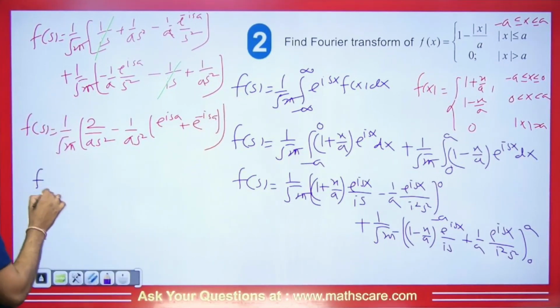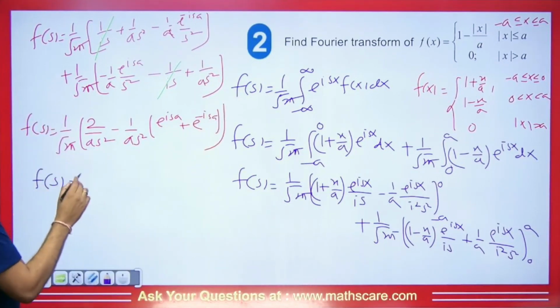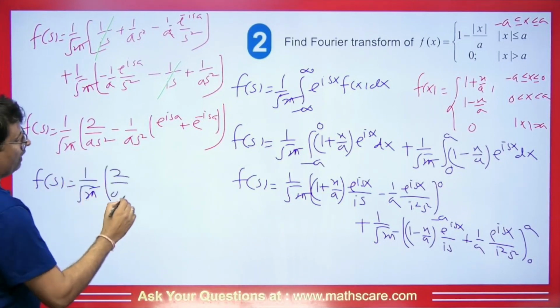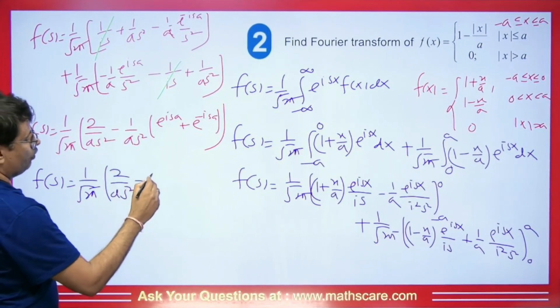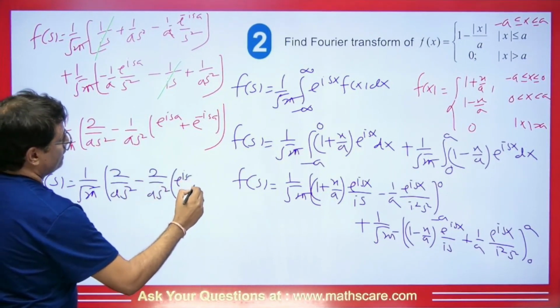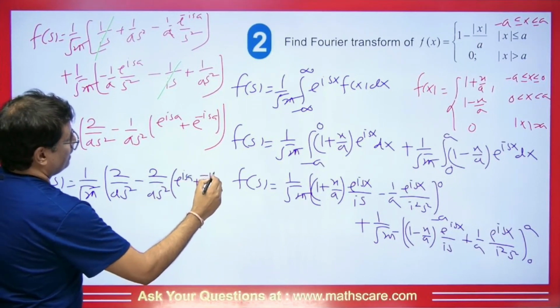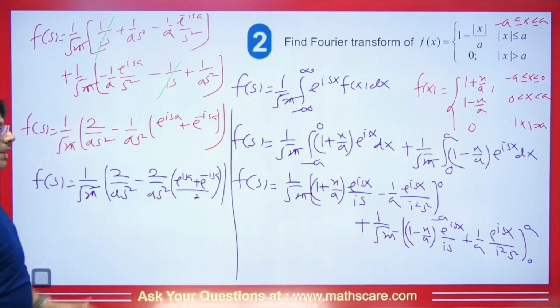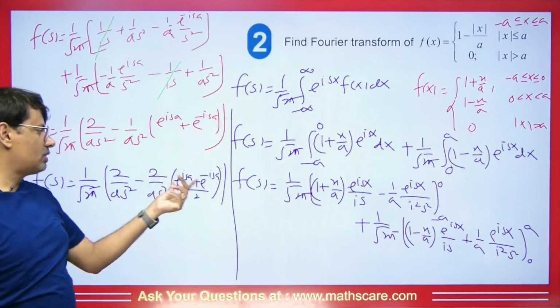Now if we solve this again, here we will get f s is equal to 1 upon, in the denominator, root 2 pi. And 2 upon a s square. Now what will we do here? We will multiply and divide by 2, so we will get e to the power of iota sa plus e to the power of minus iota sa upon 2, right? So it is different from here. And we have the value of this term as cos s a here.